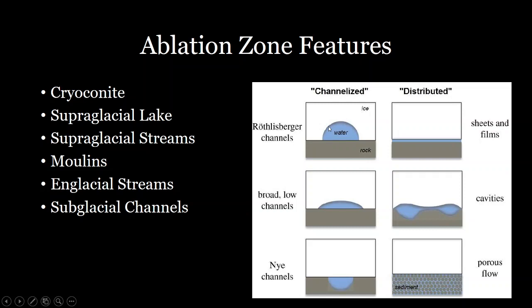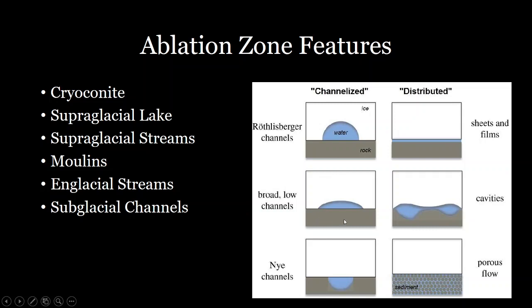And so these are channelized subglacial channels in which the water carves out a space into the ice and flows over hard bedrock. So the Röthlisberger channels always have this kind of curved structure into the ice instead of into the rock or sediment below it. Additionally, we can have distributed, kind of sheet-like films that are draining the subglacial system. So when you don't have a preferred flow path, it just kind of flows evenly under the glacier.